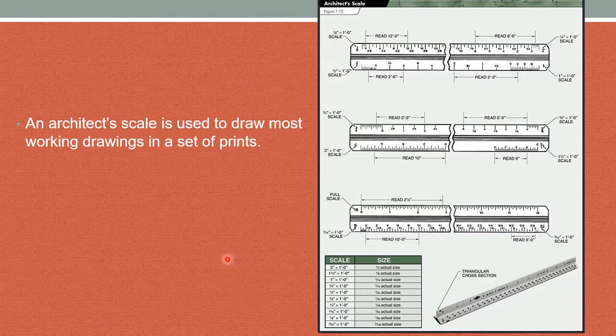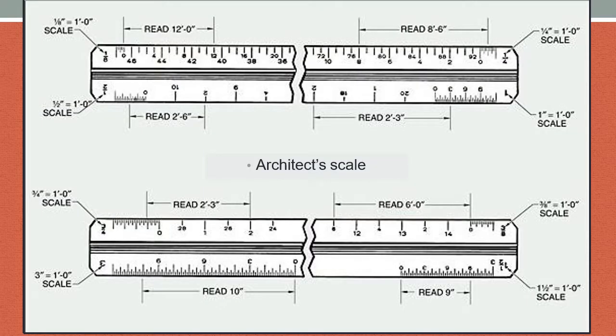I share with you figure 112. Notice the triangular cross section. That allows you to get 1, 2, 3, 4, 5, 6 different sides to the triangle. Here's a close-up of it. You read the whole numbers first, then the inches. This will give you a division of the inch. This is a 1/2 inch. This is a 1/2 inch. This is a 1/2 inch from here to here.